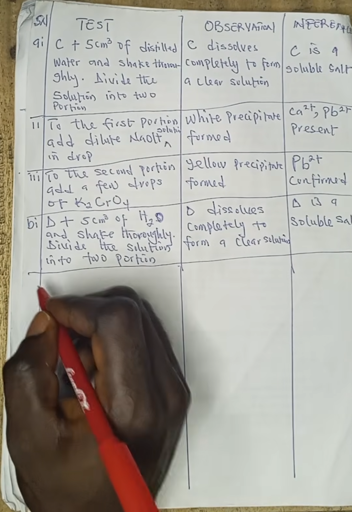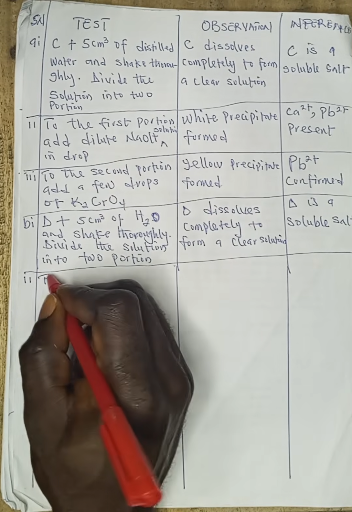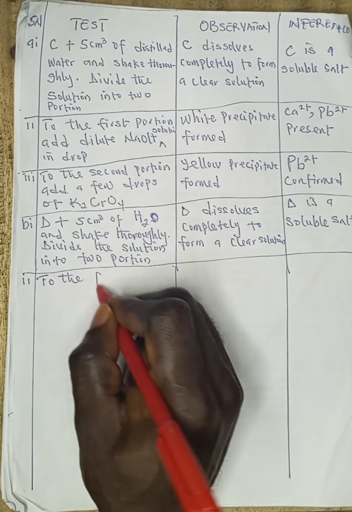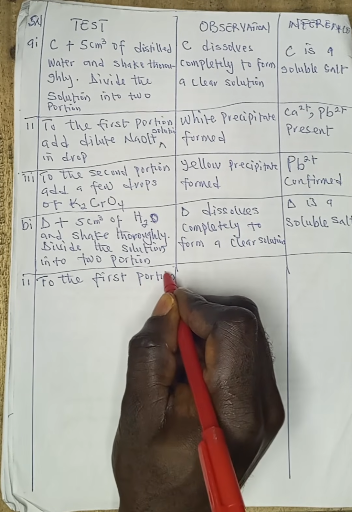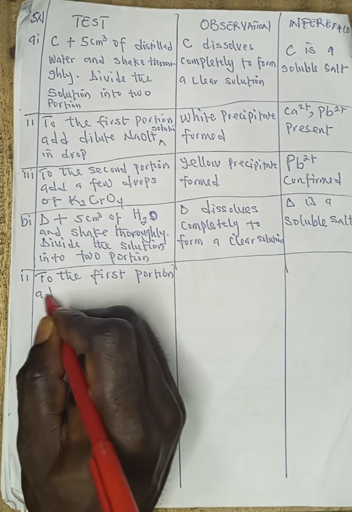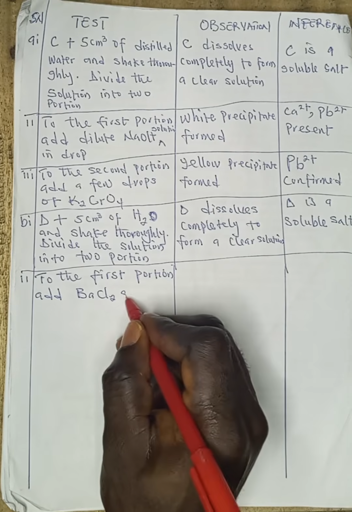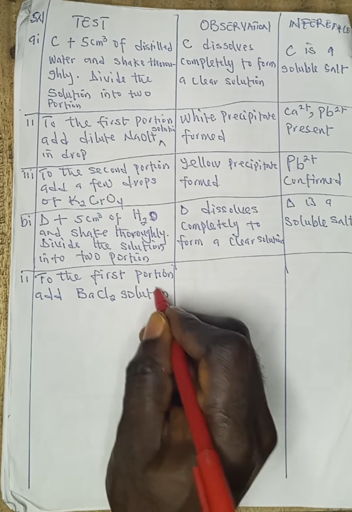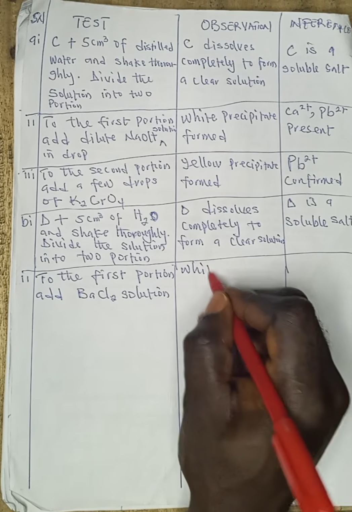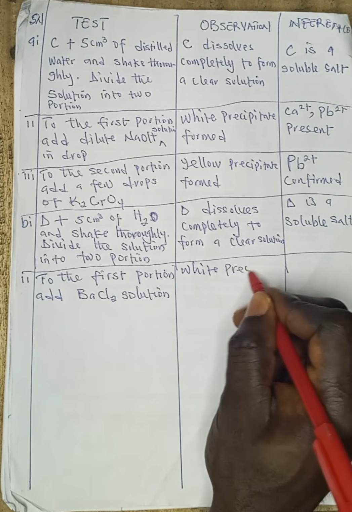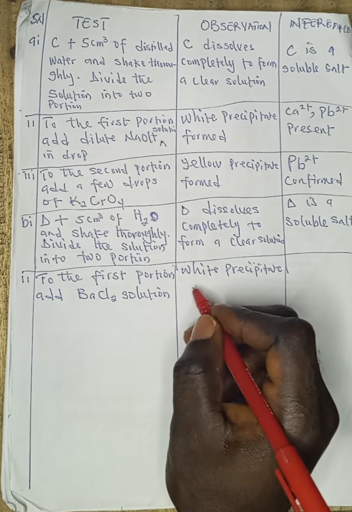The next thing you are asked: to the first portion, what are you asked to do? You are asked to add aqueous barium chloride solution. What you observe is a white precipitate. When you add that, you have a white precipitate. Okay, white precipitate forms.